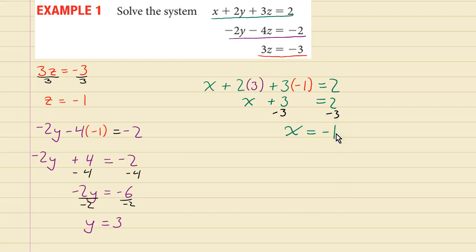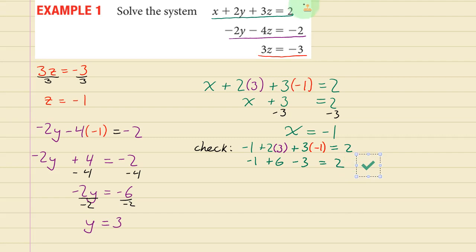So let's check that that's a solution of the system, and for it to be a solution of the system, it needs to work in all three equations. So our value of x, y, and z. For the first equation, let's check it like so. Here's that first equation with all of our three values plugged in. We end up with negative 1 plus 6 minus 3 equals 2, and that is true. So at least that checks with the first equation.